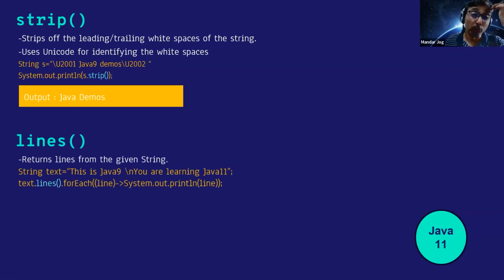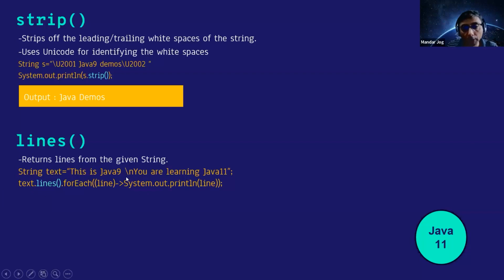Java 11 has one more method on string, which is called lines, and it returns the lines from the given string. What lines does is nothing but work like a split function. The only thing is that it finds the line separator between your lines. So if this is my text, Java 9\n, in fact, you're learning Java 11\n, you are learning Java 11, and text.lines for each line, System.out.println line.